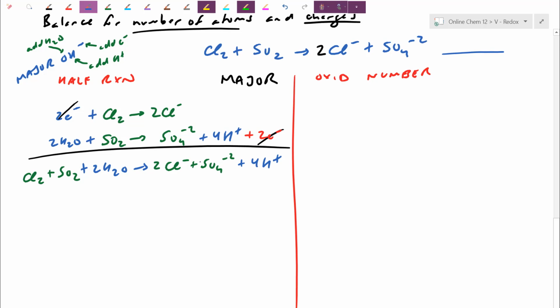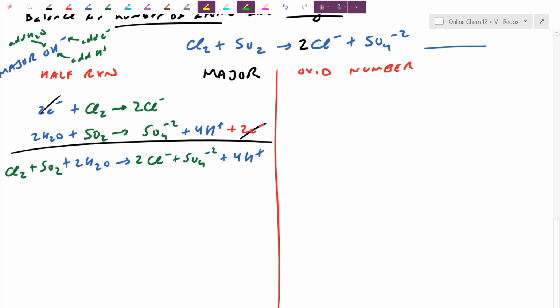We're probably balanced. Oxidation number method here, first step, we're actually not going to break up the overall equation. We're just going to identify the oxidation numbers of everything present. Well, this chlorine here is a 0 oxidation state. This chloride is a -1. I don't worry about that 2 there. When I go from 0 to -1, I've dropped by 1.